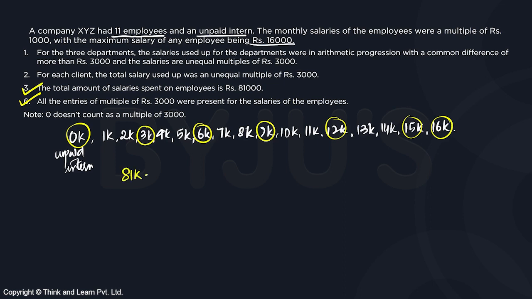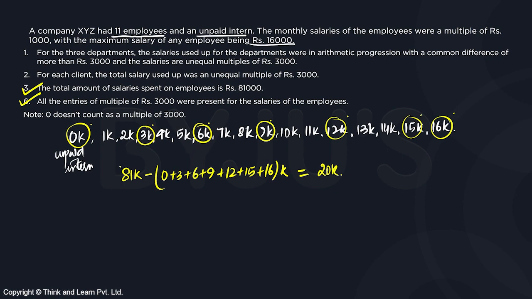So out of 81,000, if I subtract the known salaries, we will get the sum of the unknown salaries. So this is going to be 0 plus 3 plus 6 plus 9 plus 12 plus 15 plus 16, in thousands. 3 plus 6 is 9, 9 plus 9 is 18, 18 plus 12 is 30, 30 plus 31 is 61. So we will have 20,000 left. Now, as of now, we have 1, 2, 3, 4, 5, 6, 7 employee salaries known. We need to find out the salaries of the remaining 5.